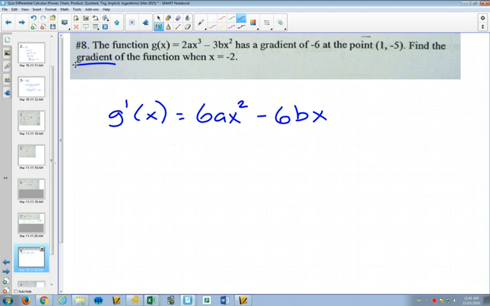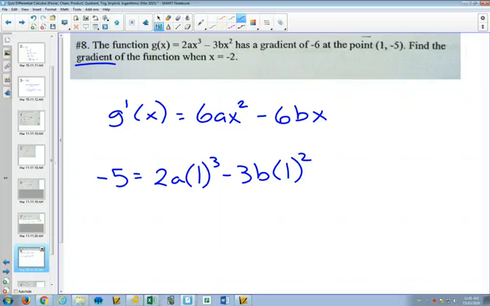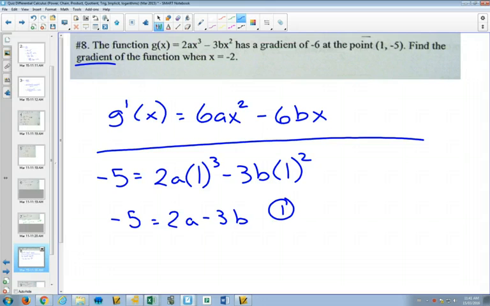So if I plug that into the original equation, I plug in 1 for x and negative 5 for y, do you see that I get an equation? If I simplify that, I've got one equation so far with an a and a b. If I can find a second equation with an a and a b, then I'll be able to solve for a and b. So there's my first equation. I got that because I knew the original function had the point (1, negative 5).